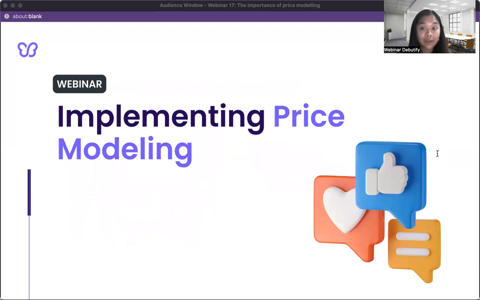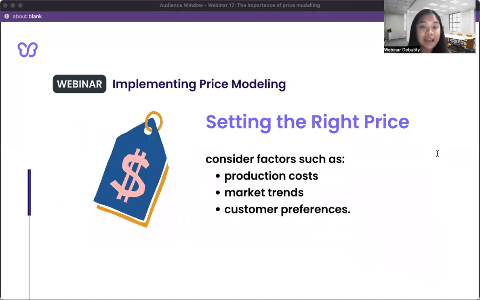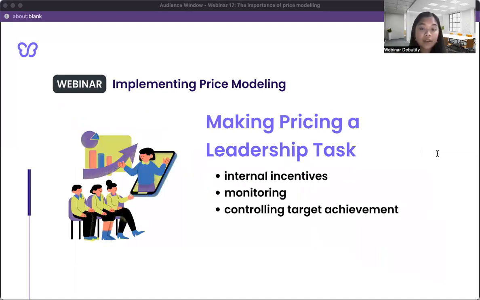Now that we talked about different pricing challenges that we might encounter, let's talk about how we can implement price modeling. The first step is to determine the right pricing strategy for your business. Remember, it's not a one-size-fits-all pricing strategy, so you need to choose one that aligns with your business goals. Once you've chosen the right pricing strategy, it's time to implement it. This means that you need to set the right prices for your products, considering factors such as production costs, market trends, customer preferences.